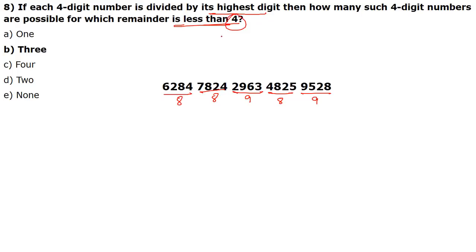It means it cannot be 4. It has to be less than 4. I hope you got it. Alright, let us go one by one.